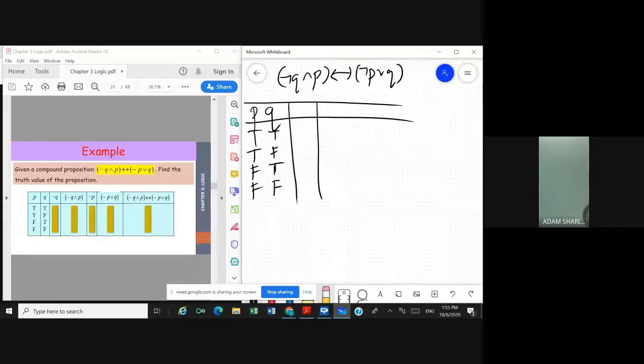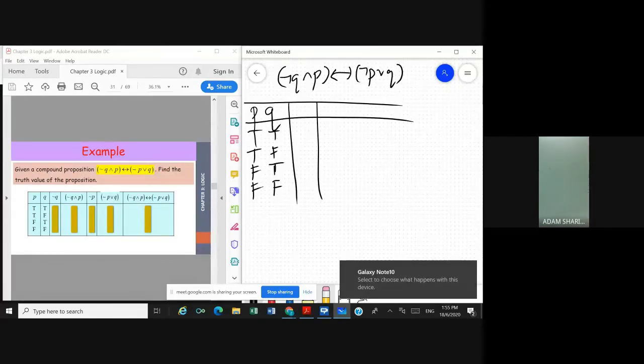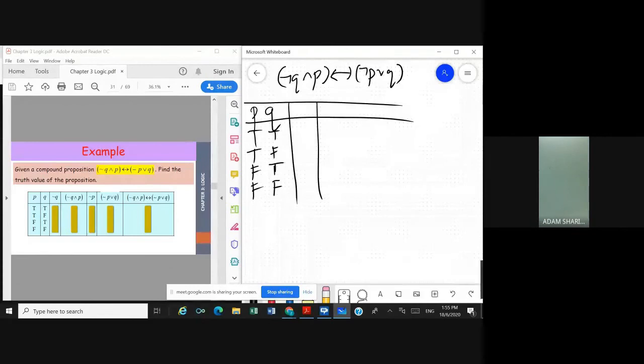If you remember from my previous one, it's not first. You do the not Q first. Don't start with Q and P first, because you will be wrong. You will get the wrong answer at the end. So please do not Q first.